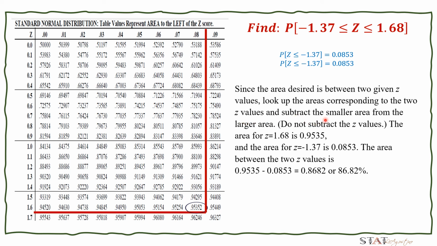and subtract the smaller area from the larger area. Again, do not subtract the z values, but the probabilities. So the area for z equal to 1.68 is 0.9535, and the area for z equal to negative 1.37 is 0.0853. So the area between the two z values is the greater area, 0.9535 minus 0.0853, which is equal to 0.8682, or 86.82%.